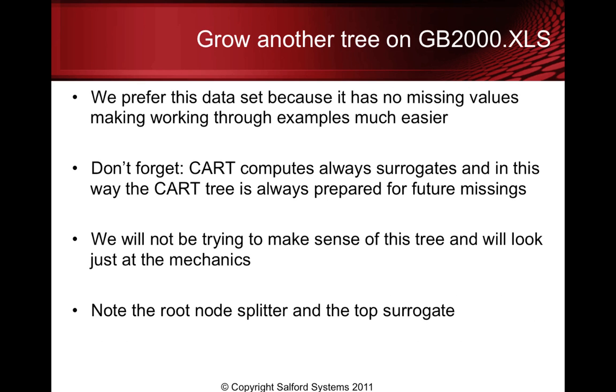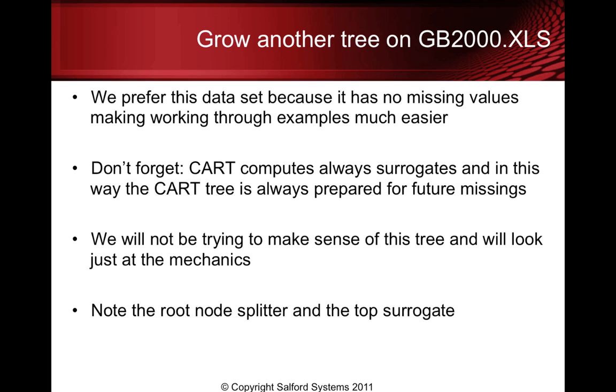So let's grow another tree on this GB2000.xls dataset. We want to work with this dataset because it has no missing values, which makes working through the examples much easier. Don't forget that CART always computes surrogates for the CART tree, whether there are missing values or not. What CART is doing is, among other things, preparing for the future, where future data may contain records with missing values. We're not going to try to make sense of this tree, and we'll look just at the mechanics.